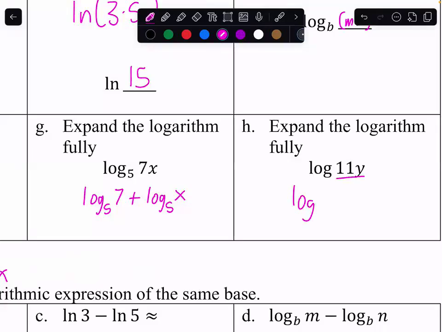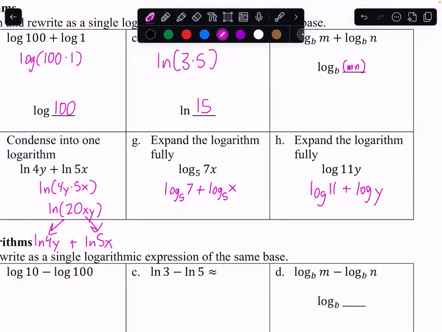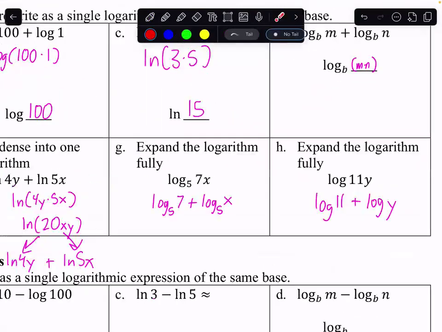Okay, so 11y is 11 times y. So we can split this up into log 11 plus log y. Okay, so that's what we call the addition property of logarithms.